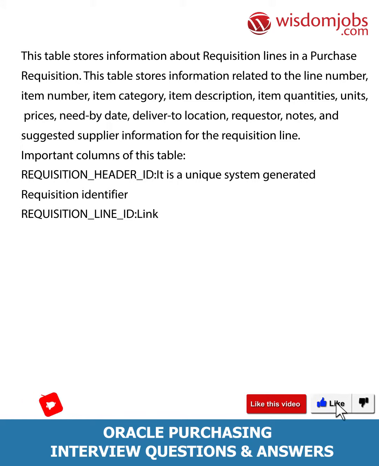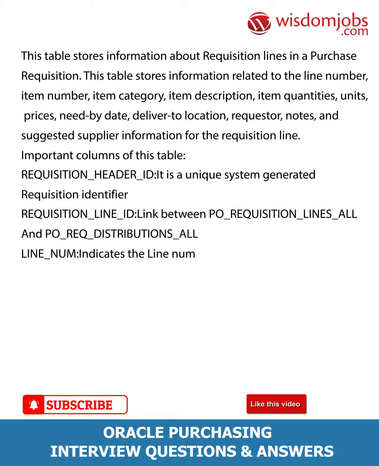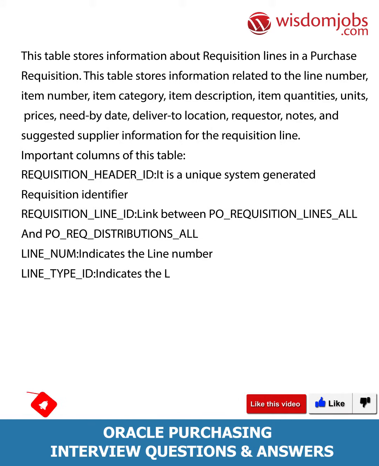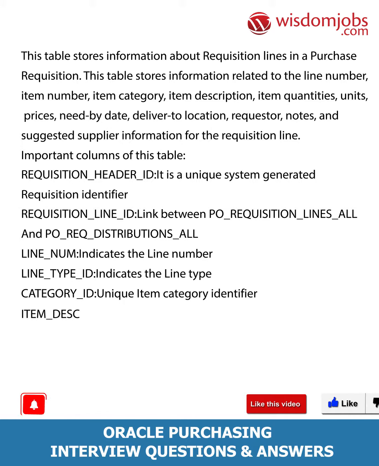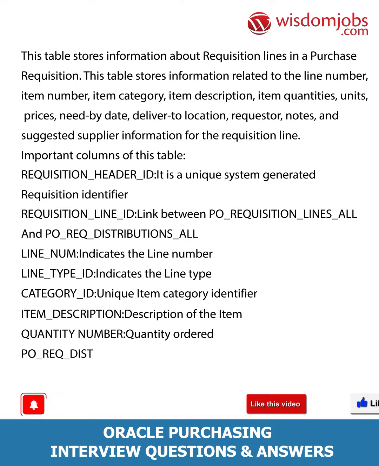REQUISITION_LINE_ID. Link between PO_REQUISITION_LINES_ALL and PO_REQ_DISTRIBUTIONS_ALL. LINE_NUM indicates the line number. LINE_TYPE_ID indicates the line type. CATEGORY_ID. Unique item category identifier. ITEM_DESCRIPTION. Description of the item. QUANTITY. Quantity ordered.